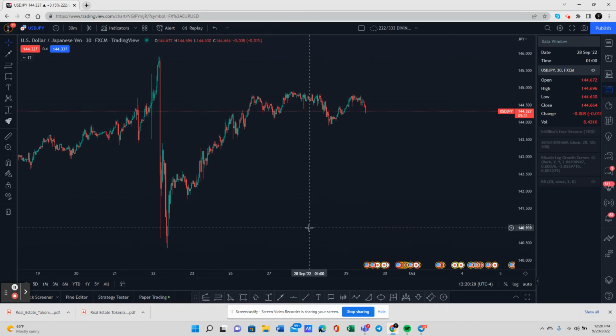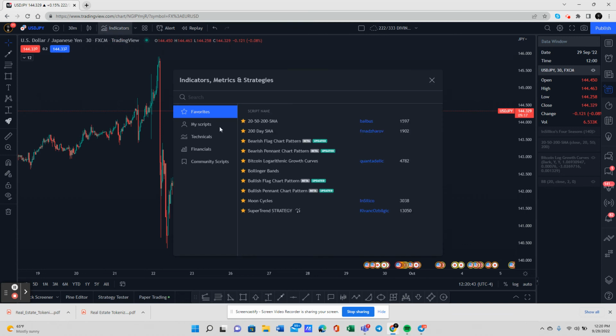Hey, so we're going over the indicators today. We're going to look at the double top, double bottom, head and shoulders pattern, and potentially some flat patterns as well. So you want to go over here to your indicators on TradingView. You click on it, and then you'll be able to type them in.